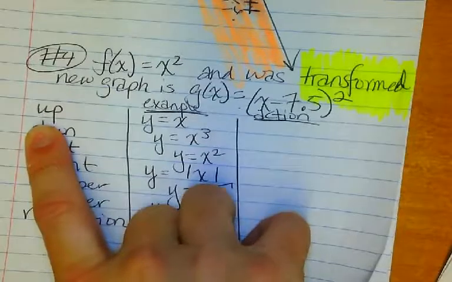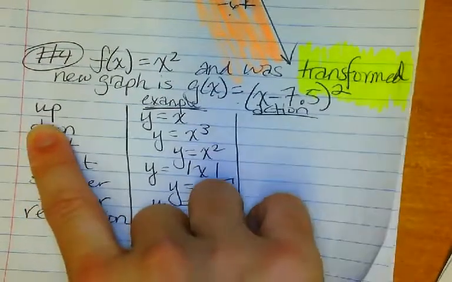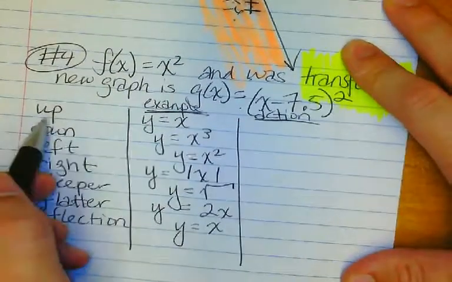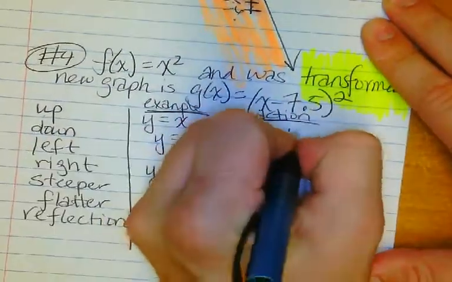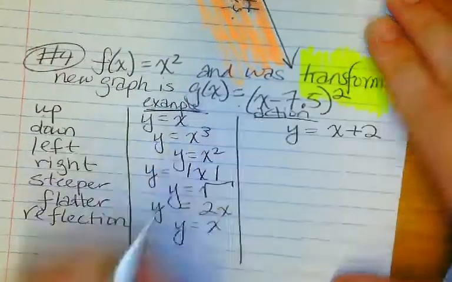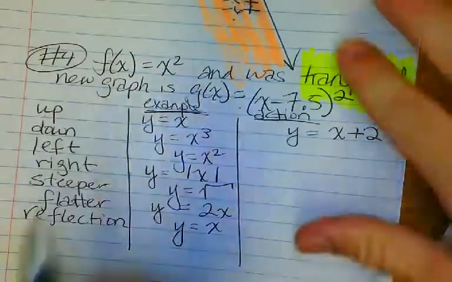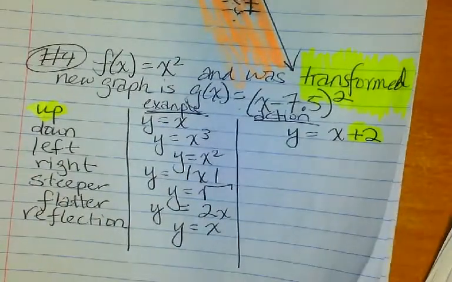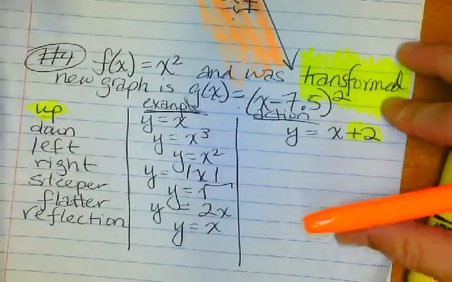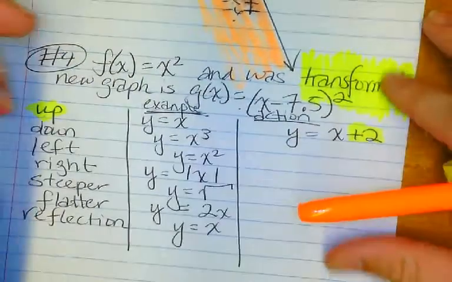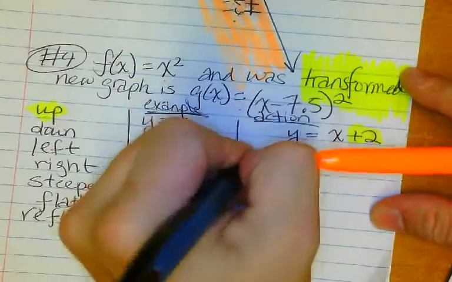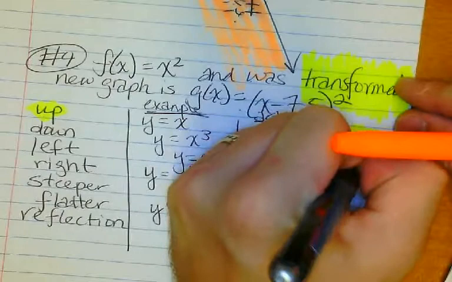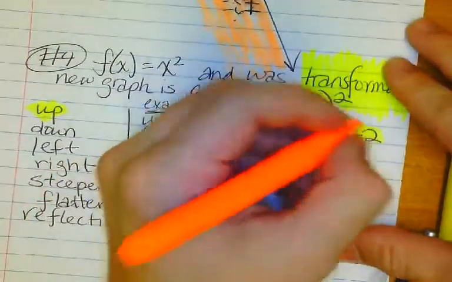All right, so if we want to go up, Miss Alyssa, do you think that would be a positive or a negative? Yeah, very good. That's exactly right. So let's go up by saying y equals x plus 2. This plus 2 is the up. Good. So if we're going to go up with a positive, down should be what? Negative, good. So y equals x cubed minus 10. That's a great example of going down.